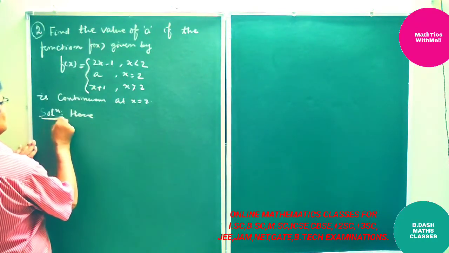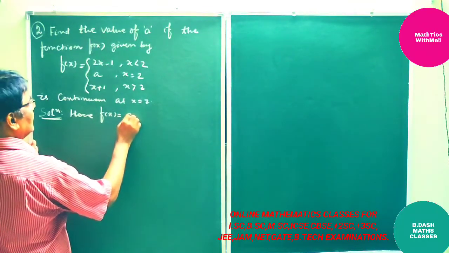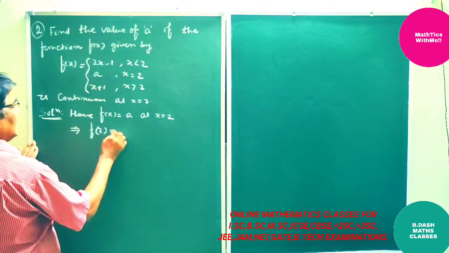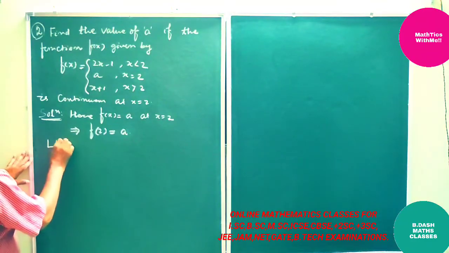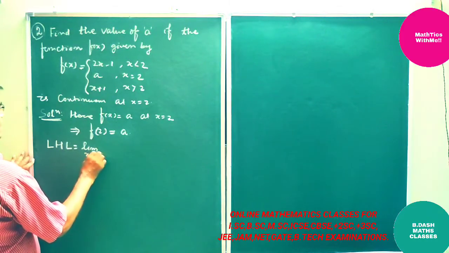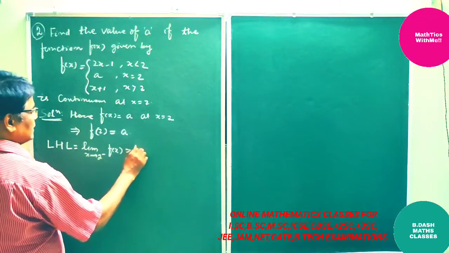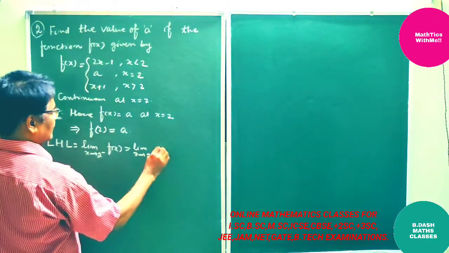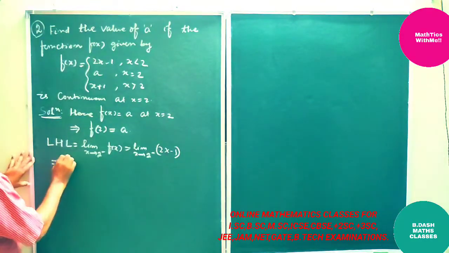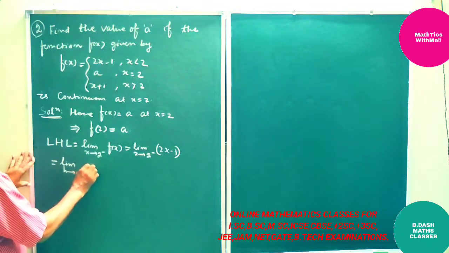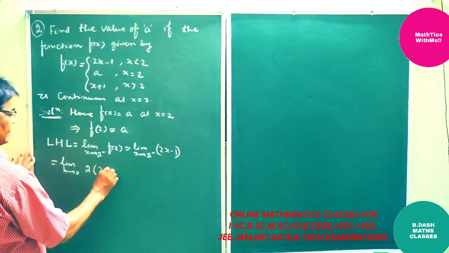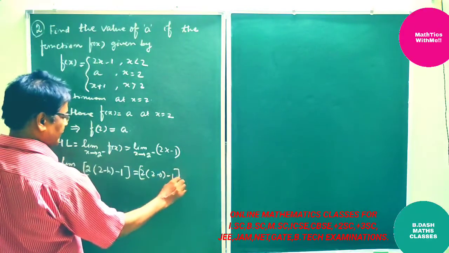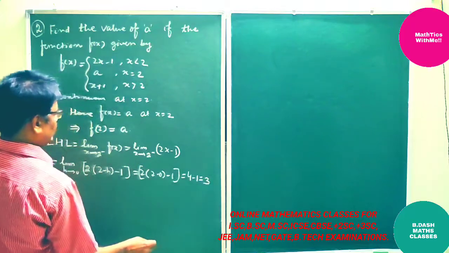Here f(x) is equal to a at x = 2, which implies f(2) = a. Now the left hand limit is the limit as x tends to 2 minus of f(x). x less than 2 means f(x) = 2x - 1. So this is the limit as h tends to 0 of 2(2 - h) - 1, which equals 2(2 - 0) - 1. This is 4 - 1 = 3.